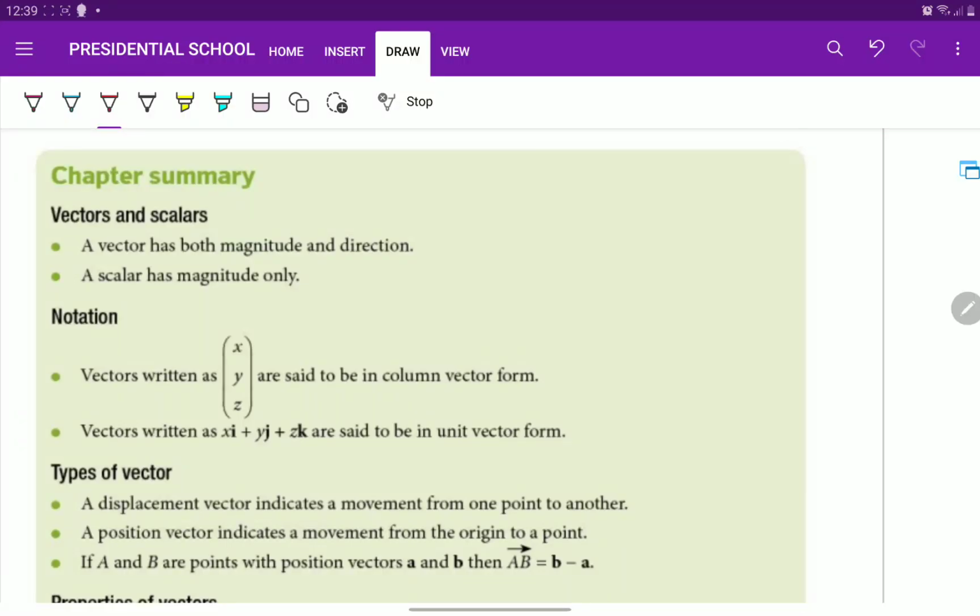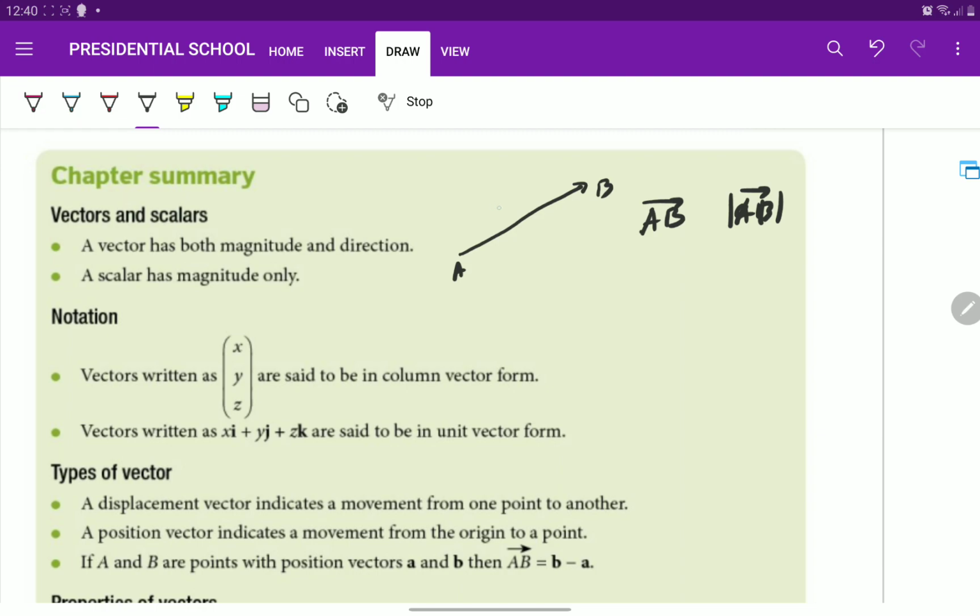Right, so let's have a summary of the vectors. A vector has both magnitude and direction. So what we have said is that if that is the vector, let's say this is vector A and that is vector B, so it has a direction AB and it has the length of these. Okay?